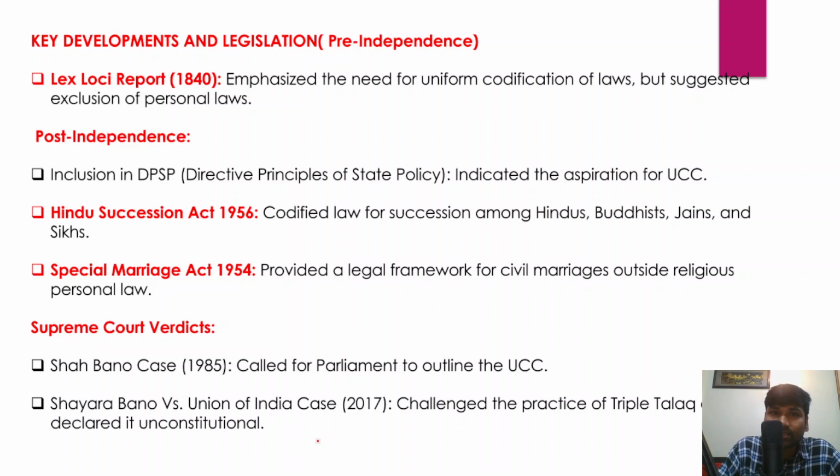Now we'll understand some important legislations and important Supreme Court judgments that specifically deal with the uniform civil code, right? So, key developments pre-independence. One was the Lex Loci report of 1840. What does this Lex Loci report of 1840 talk about? It emphasized the need for uniform codification of laws, and it also suggested the exclusion of personal laws from the codification at that point of time. This is what the Lex Loci report of 1840 talks about.